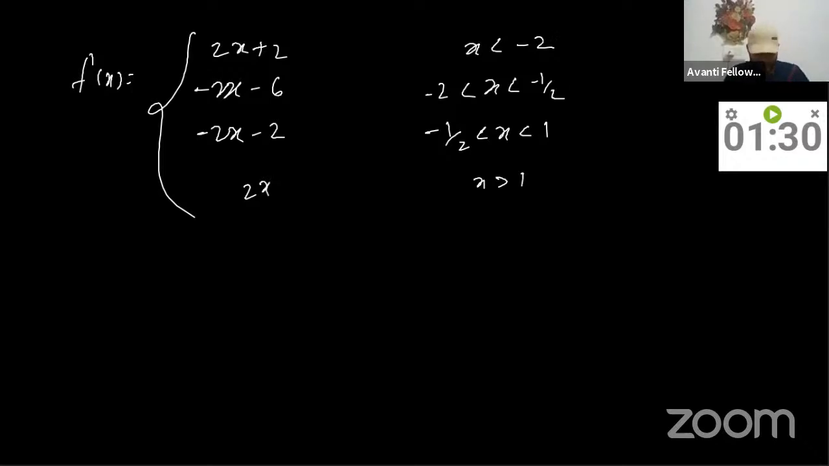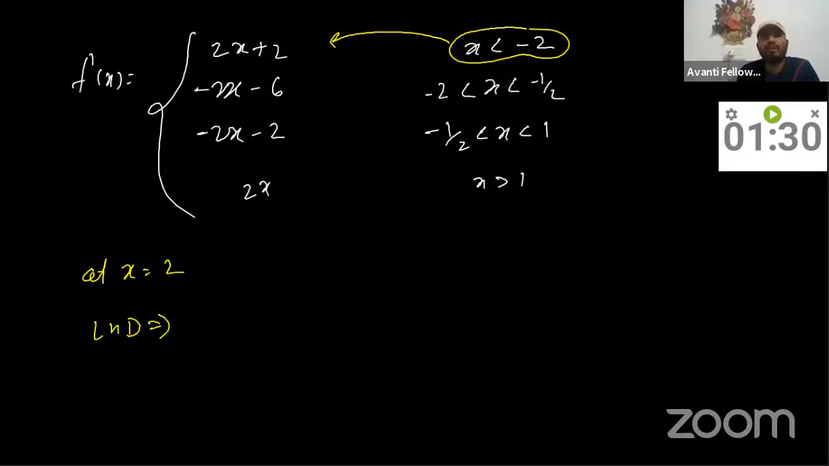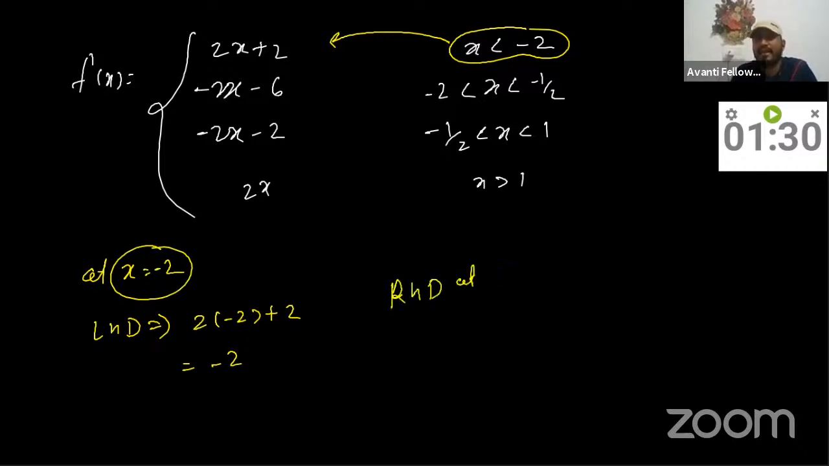Now if I want to check the differentiability at x is equal to minus 2, I have to find the left LSD and RSD. So if you put x is equal to minus 2, the left hand derivative will be what? When you put x is equal to minus 2 here, 2 into minus 2 plus 2, what will you get? You will get minus 2. But I'm talking about at x is equal to minus 2. Now what will be the right hand derivative at x is equal to minus 2? Yes, you have to put minus 2 here. So this will become minus 2 into minus 2 minus 6. So this comes out to be what?